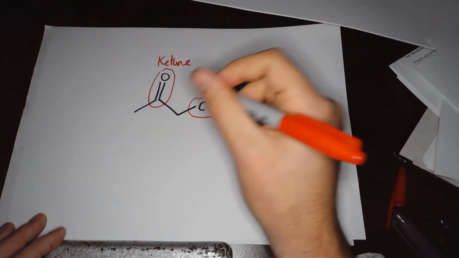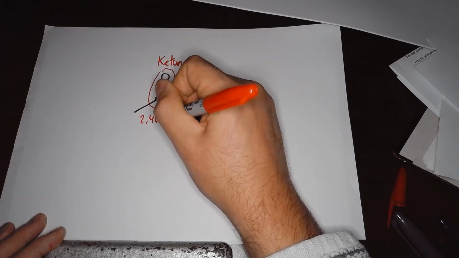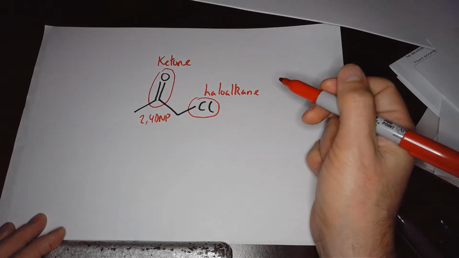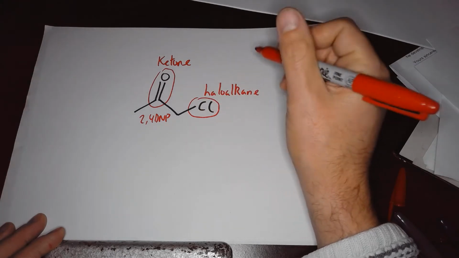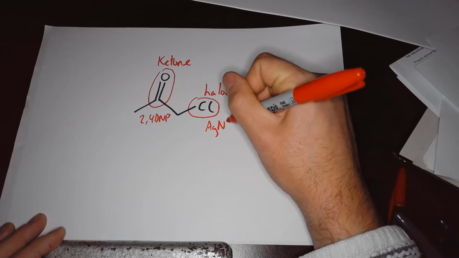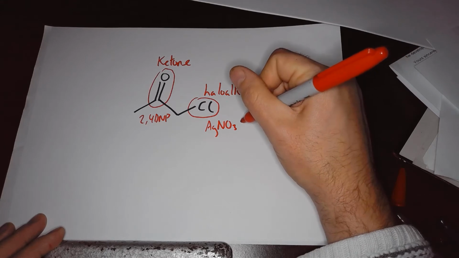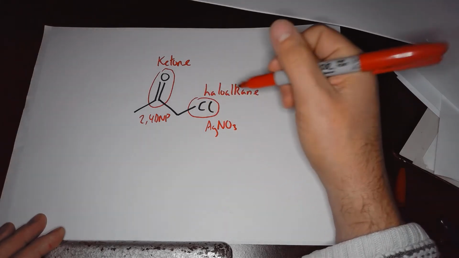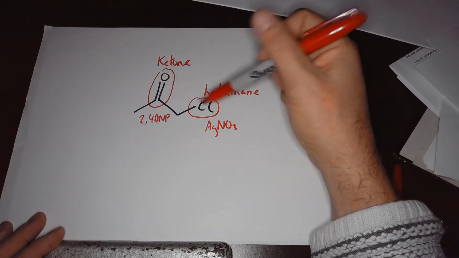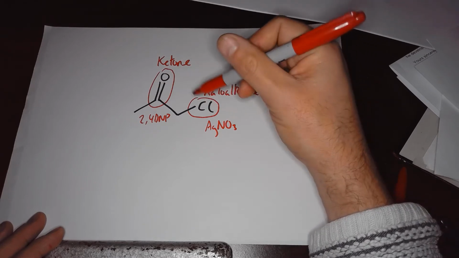So ketone, that would react with 2,4-DNP, and it will give you the derivative, which is an orange precipitate. This functional group here, the haloalkane, you can react that with silver nitrate in ethanol, and you would get a white precipitate. The important thing is these are two separate functional groups, and as two separate functional groups they react independently of each other.